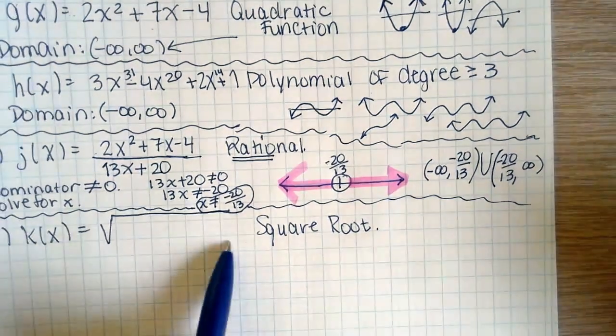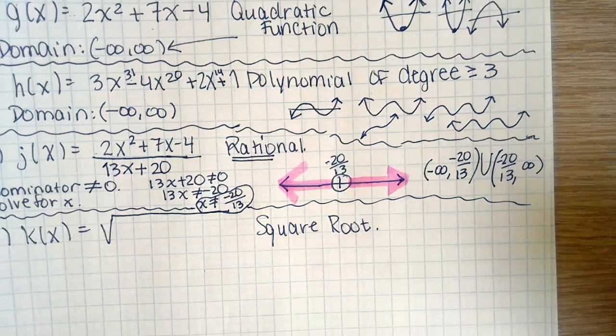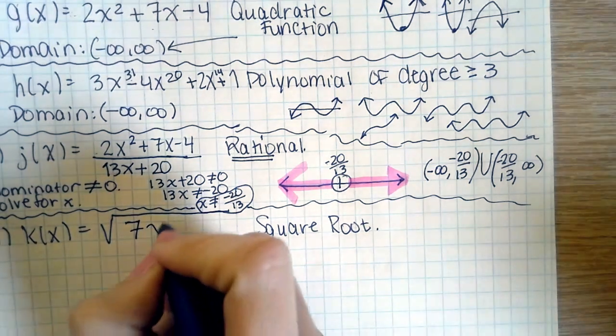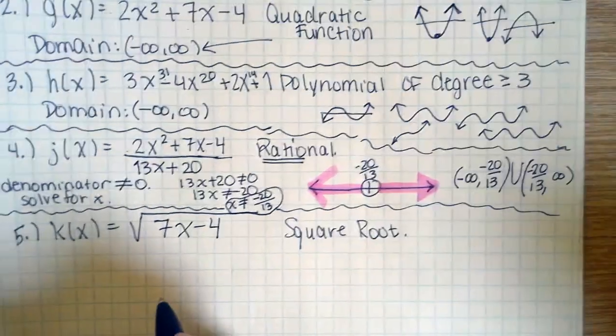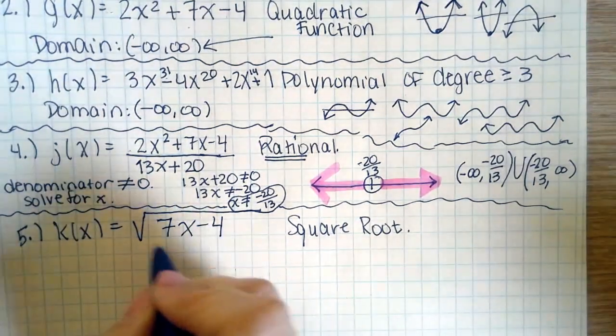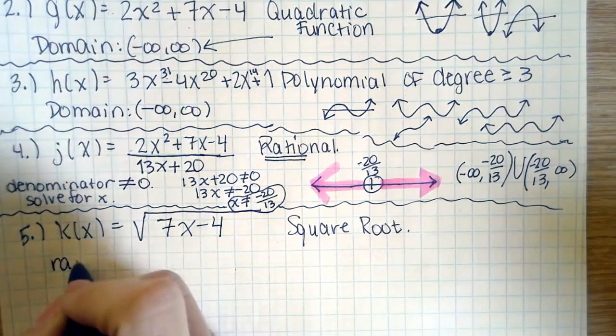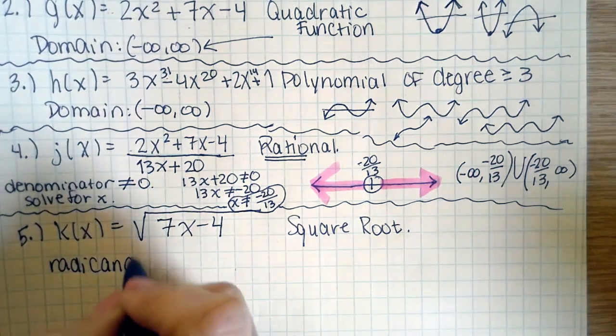Okay? We said the other rule with square roots. What are we not allowed? Not allowed to take the? Good. You're not allowed to take the square root of a negative. So what if I have 7x minus 4 in here? Do you remember what this thing is called, this expression on the inside? Good, radicand. The radicand, I'm not allowed to take the square root of a negative.